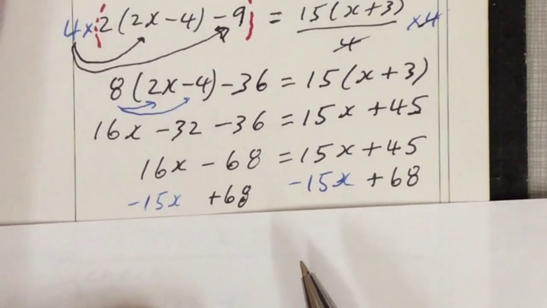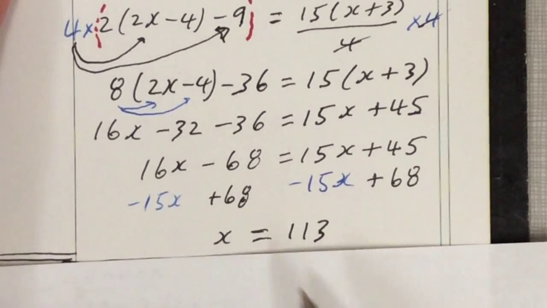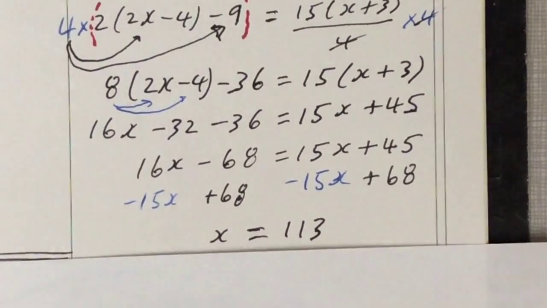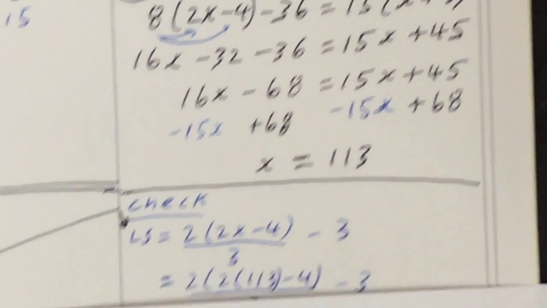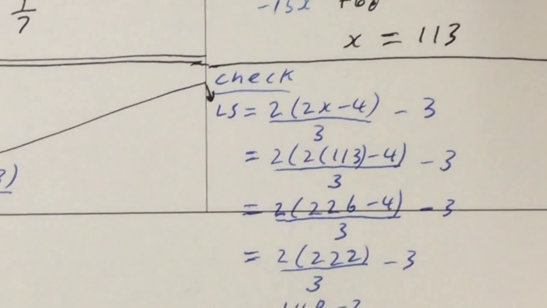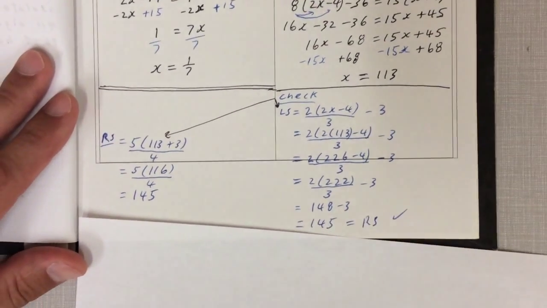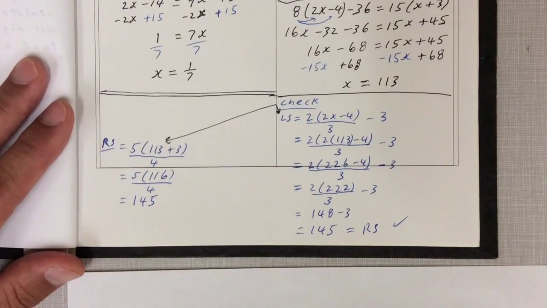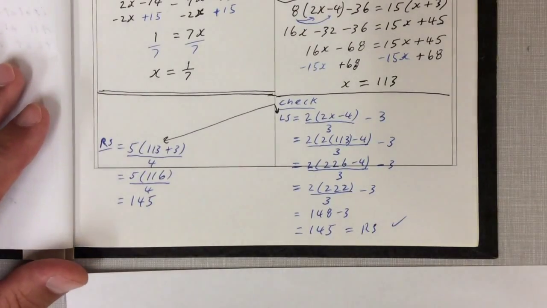Okay? And when you do that, 16x minus 15x is just x. This becomes 113. There's the answer. And here is a check for that question. How long it could look. Okay? You can pause the video and write that down if you need.